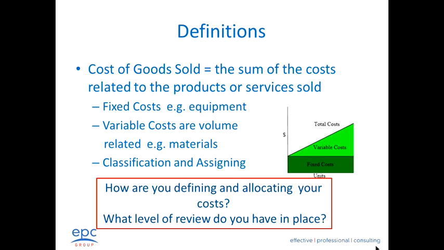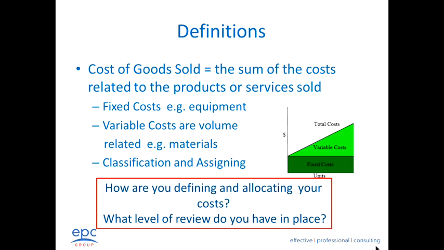So that's the first thing I want you to be thinking about is, okay, am I looking at my cost of goods sold, and do I understand my fixed cost component versus my variable cost? And then I want to ask you to ask yourself this question: how are you defining and allocating your costs today? Because looking at this graph, you can see that you're going to have to be at a particular dollar level just to offset your fixed cost. And we're going to talk more about that later on.